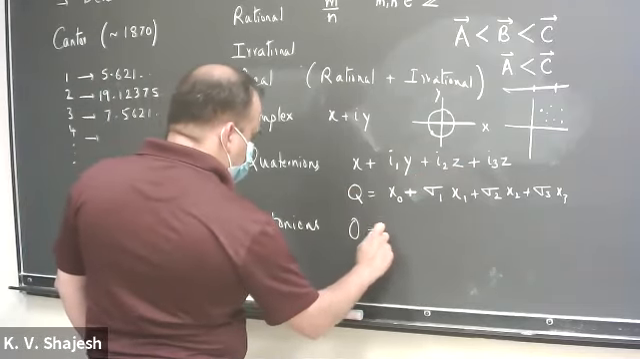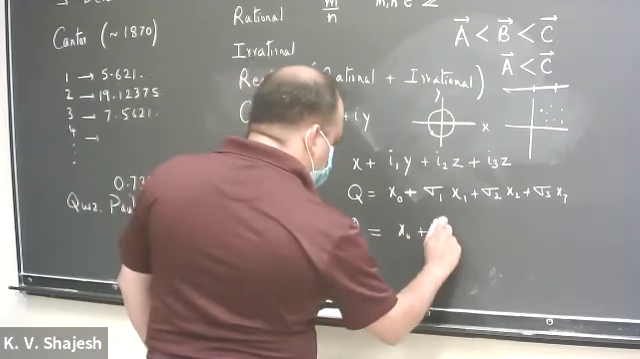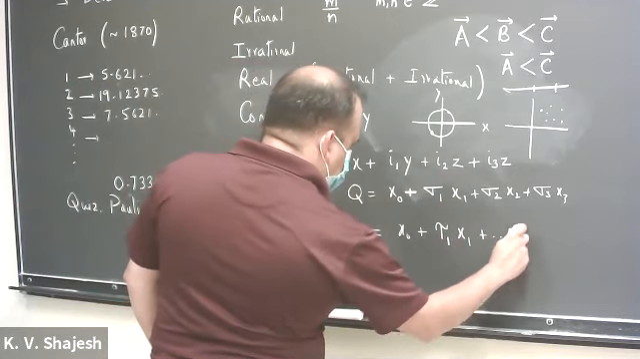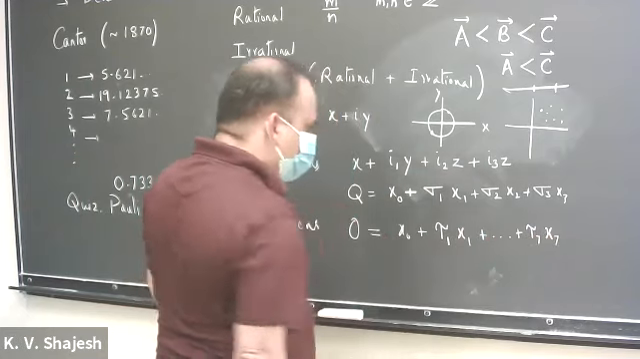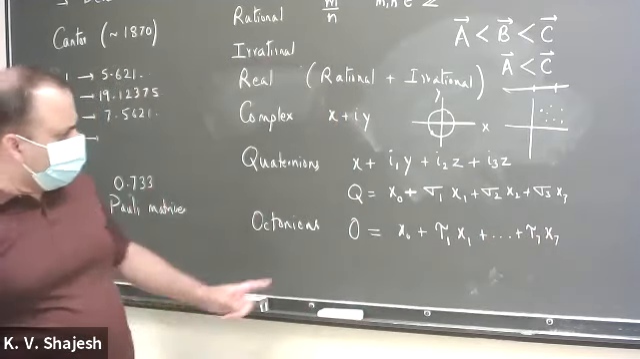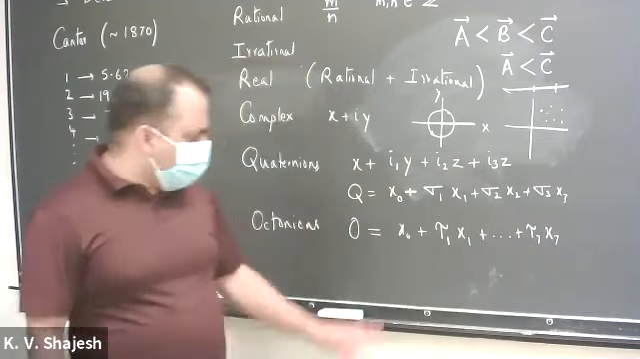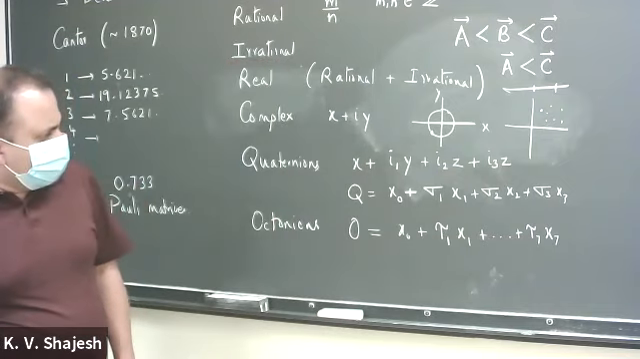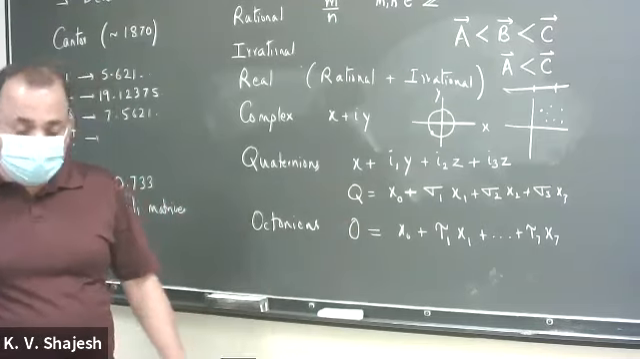So octonions is x0 plus, let's say, tau 1 x1 plus ... plus tau 7. I think so, yeah. Right, there's 7, right? Not including x0. And there are properties of tau 1 to tau 7.